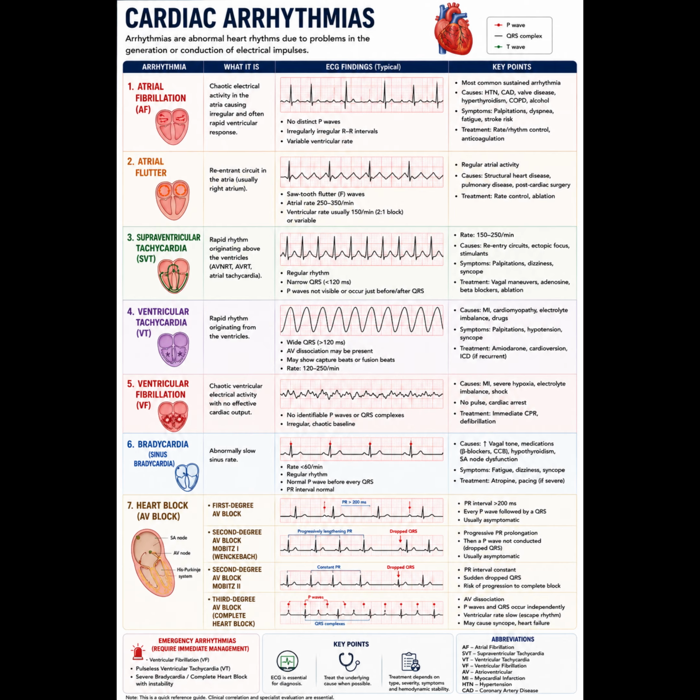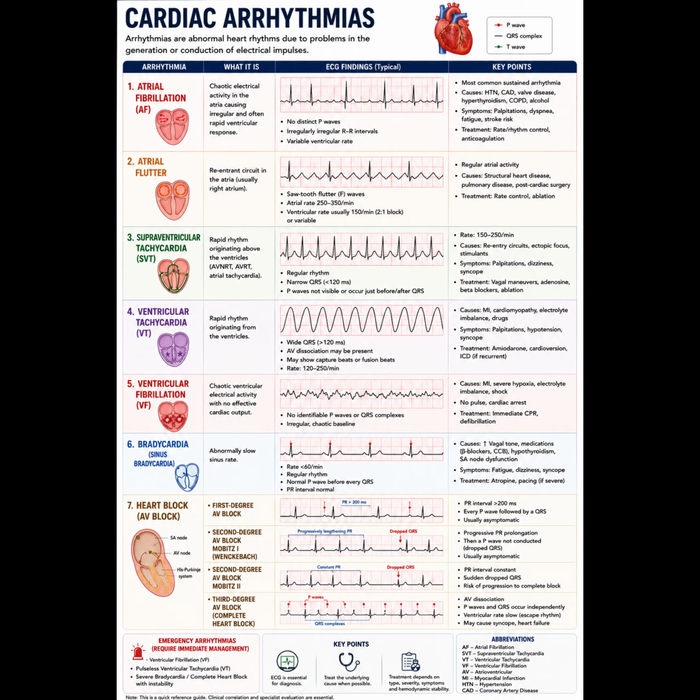In cardiac arrhythmias, first is atrial fibrillation, there is no distinct P wave, irregular RR interval. Second is atrial flutter, sawtooth flutter F wave, atrial rate 250 to 350 per minute. Supraventricular tachycardia, regular rhythm, narrow QRS complex. Ventricular tachycardia, wide QRS complex. Ventricular fibrillation, no identifiable P wave or QRS complex.